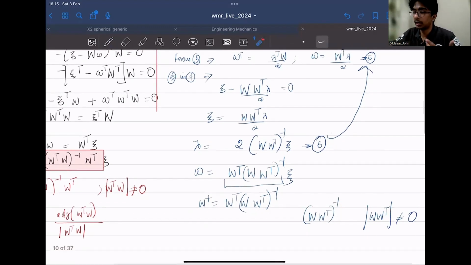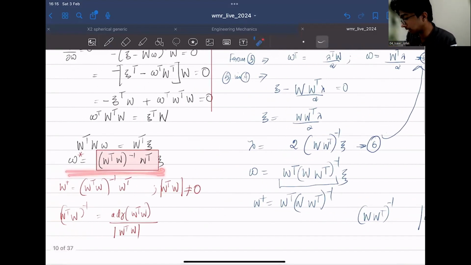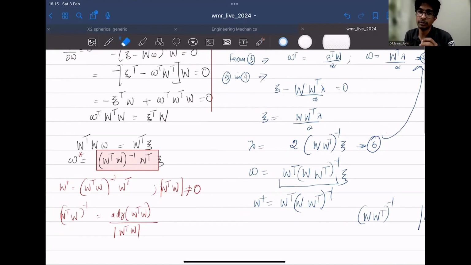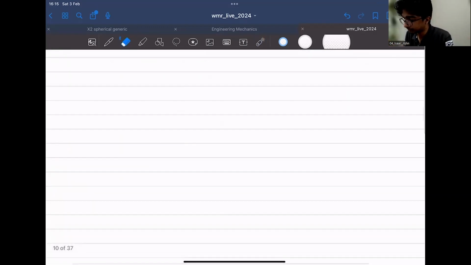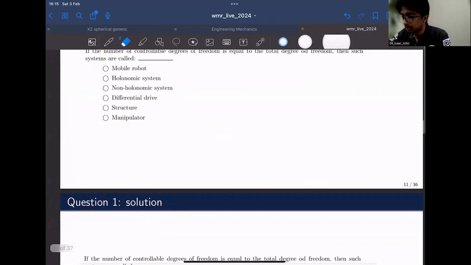So depending on the kind of problem, you have to take either the left pseudo inverse or right pseudo inverse. But if you have computational software like MATLAB or Mathematica, there are inbuilt commands to take the pseudo inverse. You don't really have to specify left or right pseudo inverse. You can simply specify pseudo inverse and it will appropriately take the right action. So we'll move on to some sample problems.